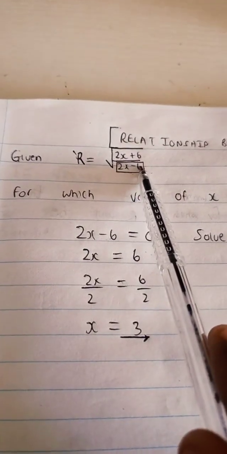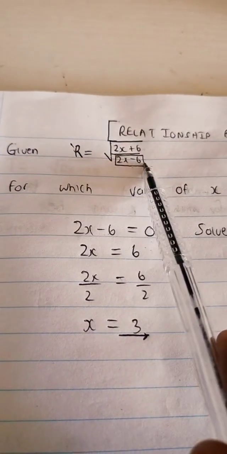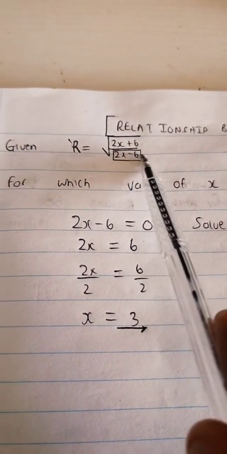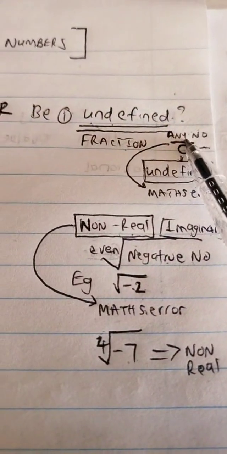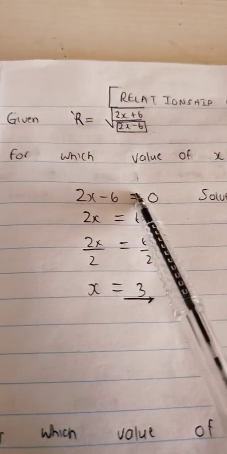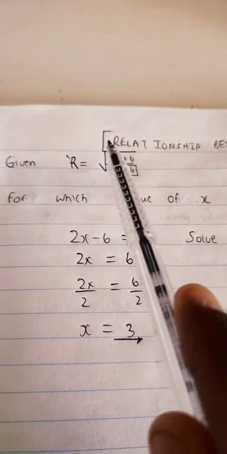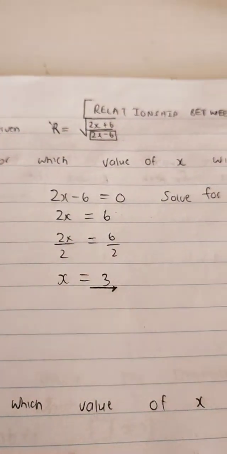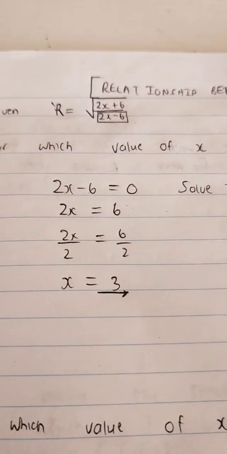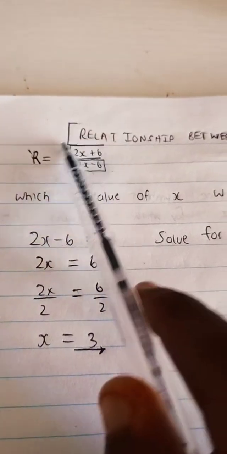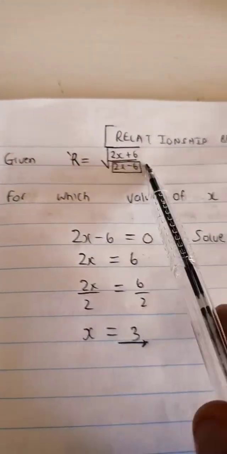When they say for which value of x will r be undefined, immediately your attention gets turned to the denominator, which is 2x minus 6. Then what's your goal? To equate the 2x minus 6 in the denominator to 0. By so doing, you are able to find the value of x by solving for x, the value of x for which this expression, or in other words r, will be undefined. Okay, guys, I hope this concept is clear for all of you, because I want to move on to the next sub-question for this particular problem.